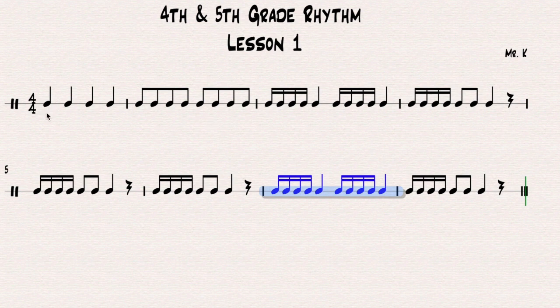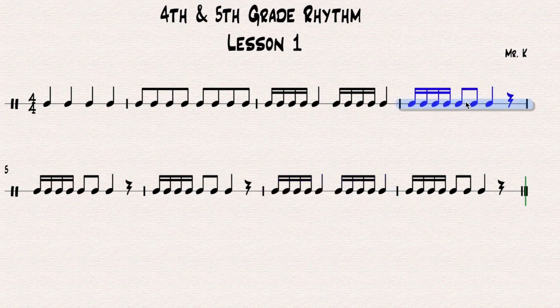Ready? Count. 1, 2, 3, 4. 1 and 2 and 3 and 4 and. 1 E and a 2, 3 E and a 4. Nice.